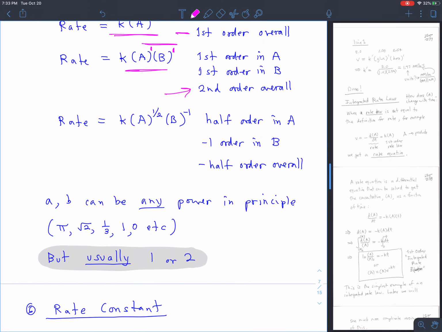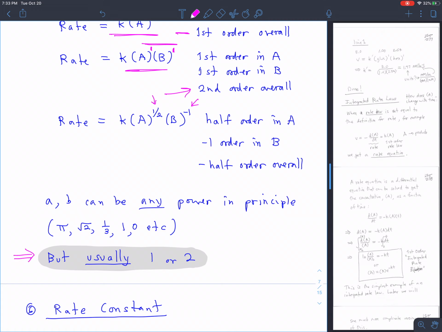Here's another one, it's half order in A, and it's -1 order in B. Is that possible? Is that allowed? Are negative orders allowed? Are half orders allowed? Yes. In principle, there's no way to rule out absolutely any order at all.